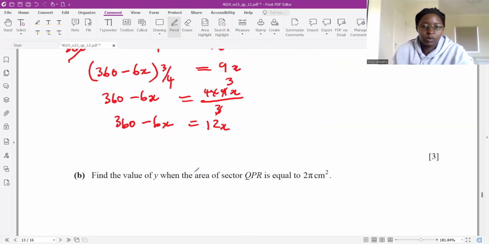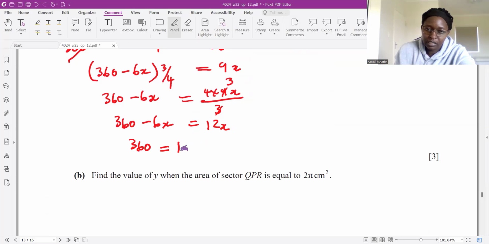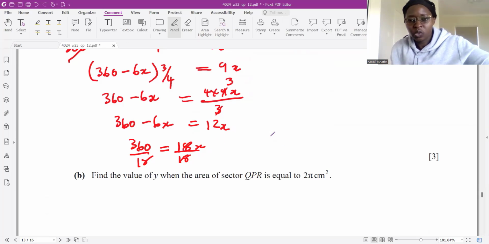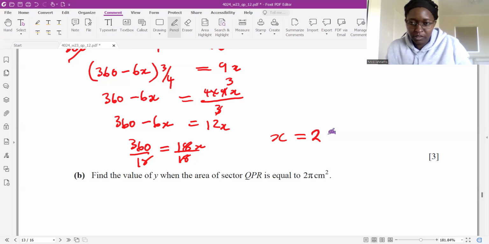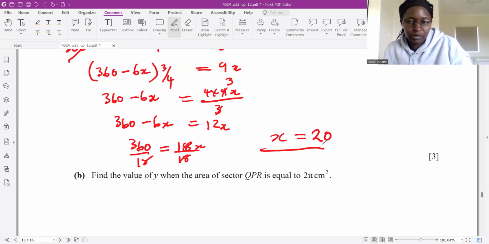So this can give us 360 is equal to 12 plus 6, that's 18x. We divide all the sides by 18. So our x is going to be equal to 360 divided by 18. That's 20. So we get ourselves a 20. That's how we get our answer, 20.